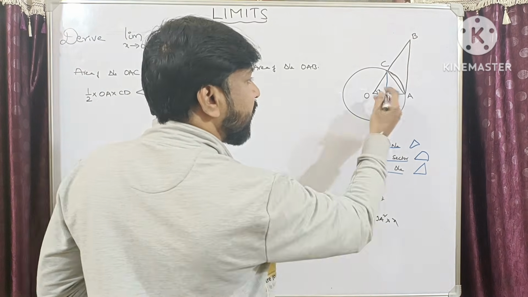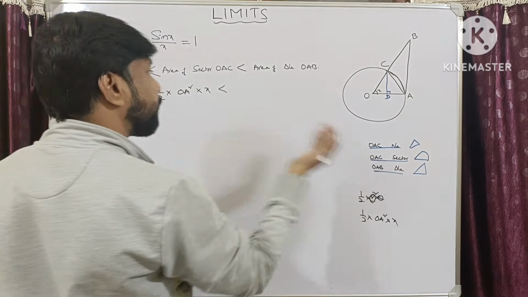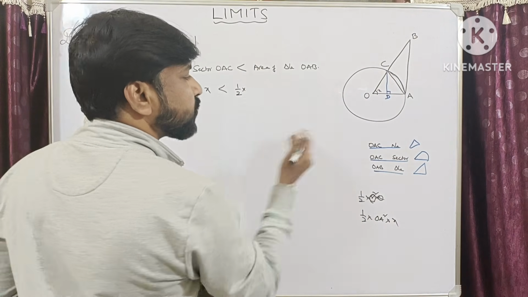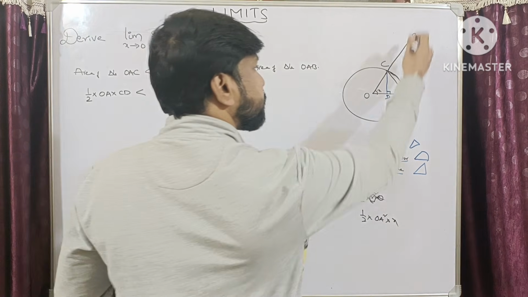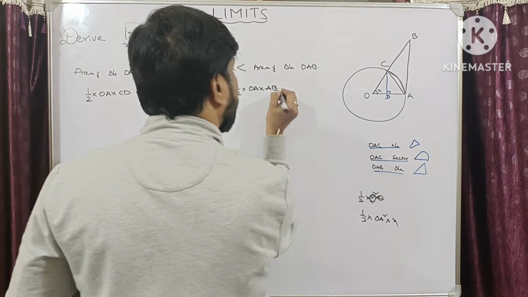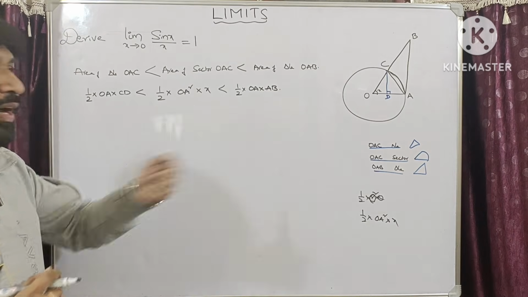What is the area of triangle OAB? Of course, for this triangle also X is the angle. The area of a triangle is half into base into height. What is the base here? OA. In this OAB triangle, what is the height? This is AB. Clear? So this is the inequality from the picture.